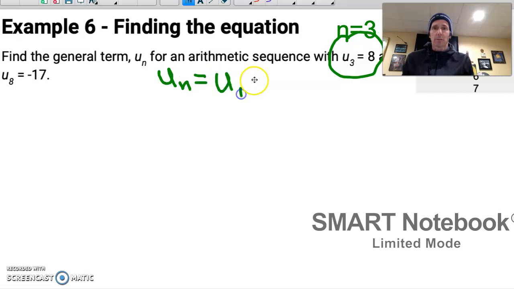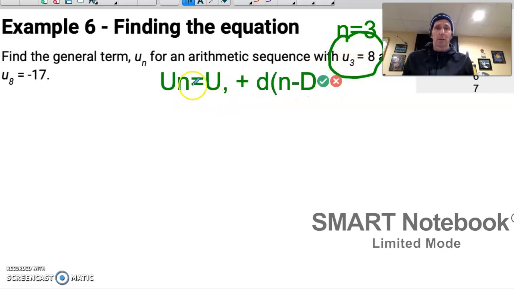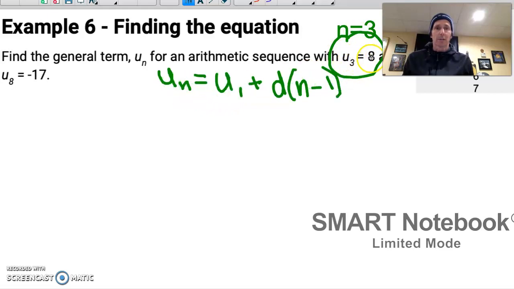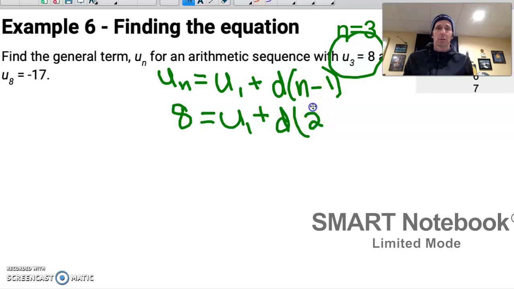It's first term. This time I'm going to put that d in the front, only because I know I'm going to have to use this a little bit in a minute. So what I know is that the third term is 8. So this 8 really is the third term. So that 8 can go right there because that's u sub 3. I have no idea what the first term is. I have no idea what the common difference is. But in this first term, n is 3. So this can be written as 3 minus 1, which is 2.